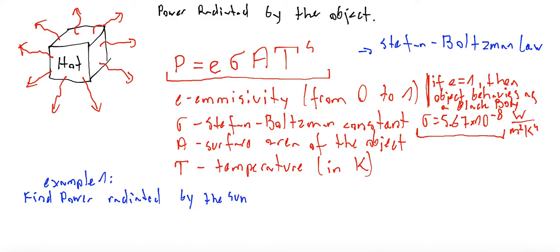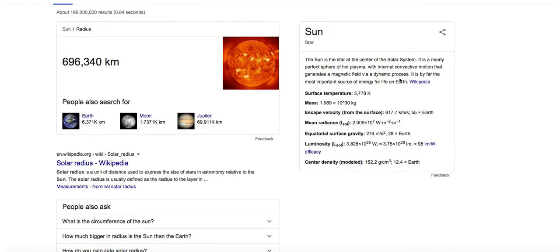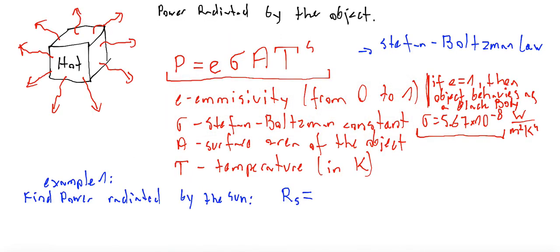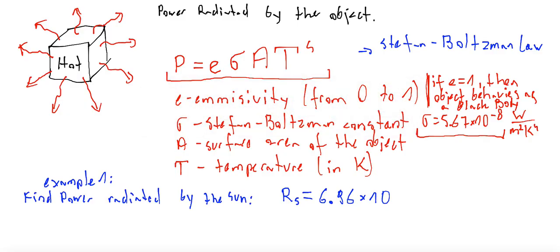Of course, I have to give you something. The radius of the sun, Rs, is 6.96 times 10 to the power of 5 kilometers, so times 10 to the power of 8 meters. Remember that the sun is a sphere, and let's assume that the sun behaves as a black body. The sun radiates as a black body.